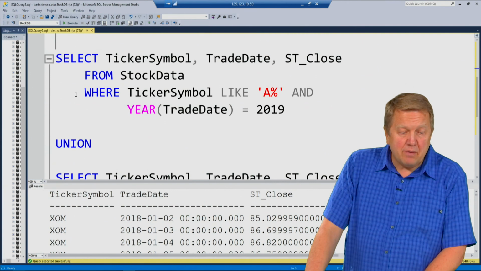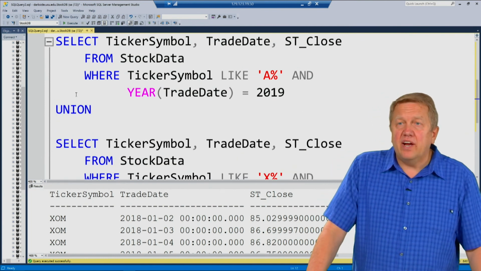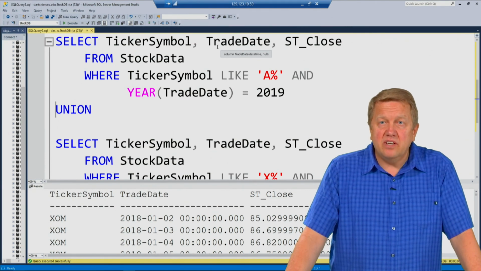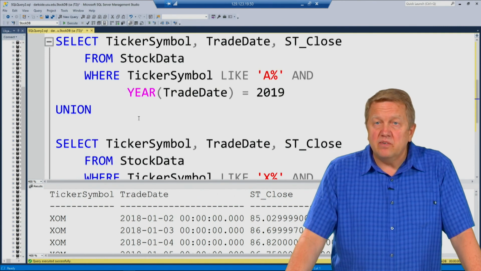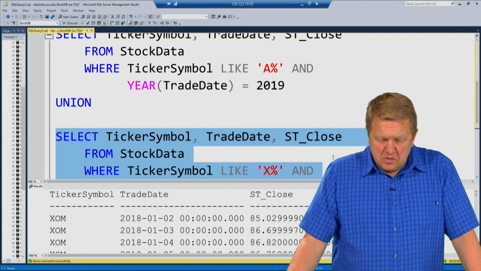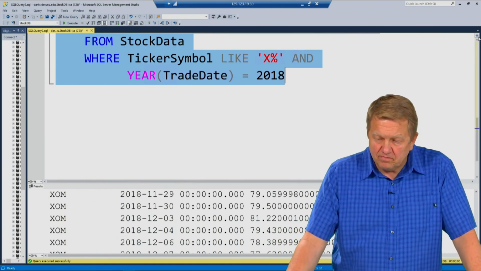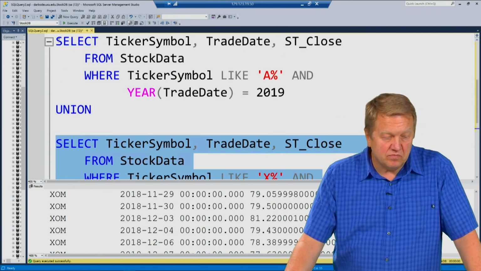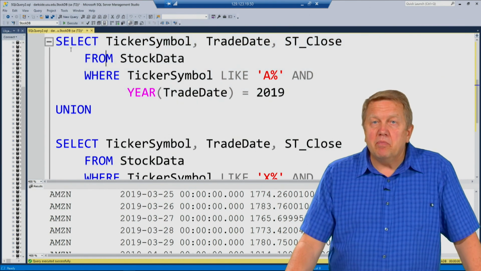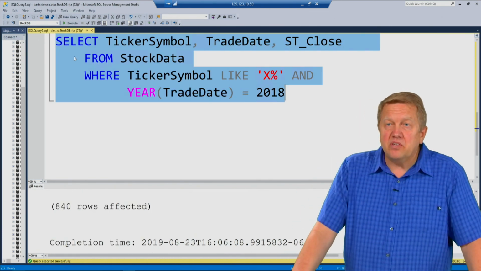So we have the same problem that we did before. That is, we're looking for A in 2019, and we're looking for X in 2018. So I write a simple query here. Select ticker symbol, trade date, ST close from stock data, and I have my where clause. Separately, I have the same thing, but for ExxonMobil. That, I'll execute. So that's just the ExxonMobil part. You'd notice down here it's just ExxonMobil. Come back up here. This part of the query I can execute separately, and that gives me my Apples and Amazons. But notice that we can union these two select statements together and get one answer set, and it's the same answer set we had before.